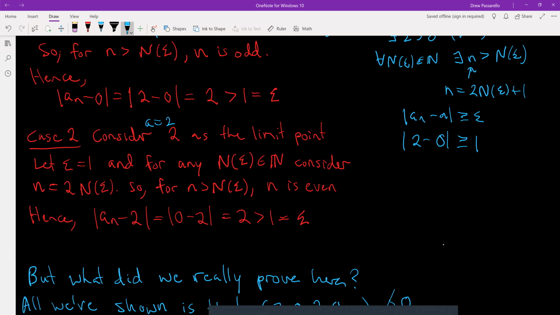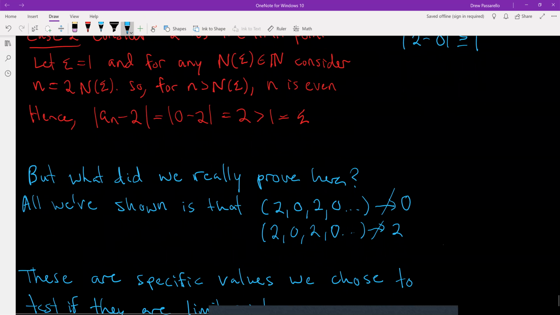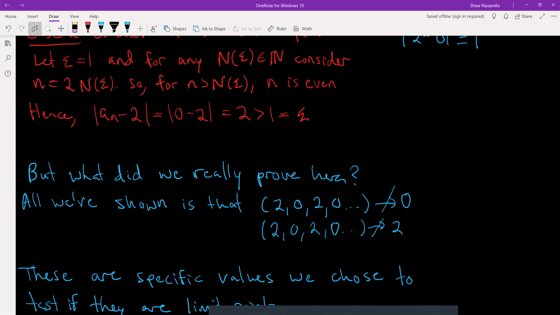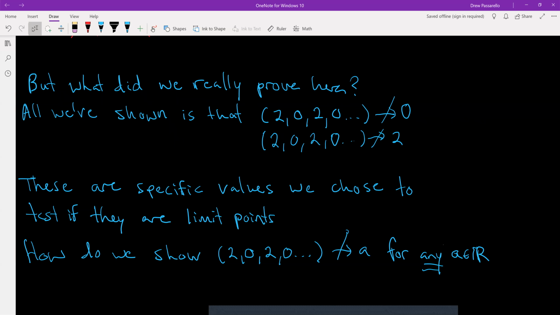All right, so in either case, we've shown that it does not converge, right? But what did we really prove here? All we've really shown is that our sequence 2, 0, 2, 0 doesn't converge to 0, and it doesn't converge to 2. But these are specific values that we chose for the limit points. What we didn't show is that it doesn't converge for any value a. So how do we show that it does not converge for any value a? I hope that makes sense.